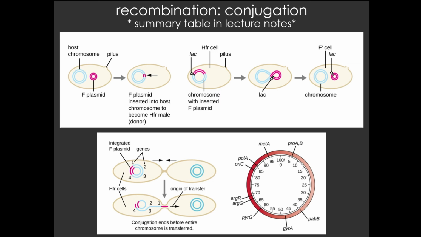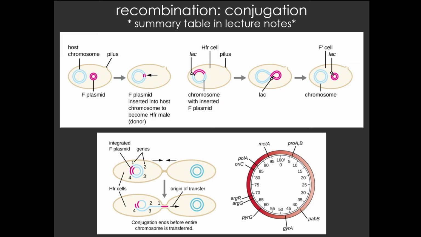Now, the kind of interesting thing that they've been able to do because of the transfer of DNA from an HFR cell to an F prime cell is they've actually mapped the chromosome over that 100-minute timeline that it takes for the initiation of the movement of the bacterial chromosome until its completion. So you can see here, it starts at the origin of transfer and then moves into these genes, and you just follow the clock. So ProA and B are first, then PabB, and then gyrase, and all of these different genes. And then one of the very last genes to be transferred over is methionine.